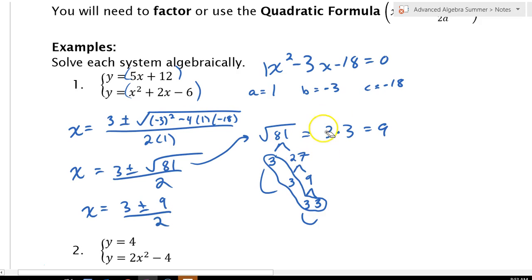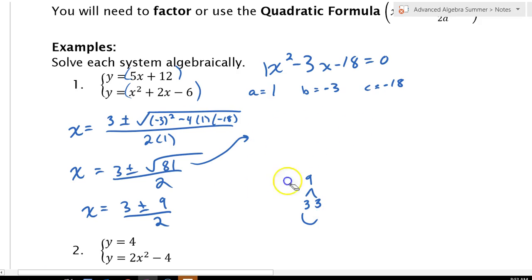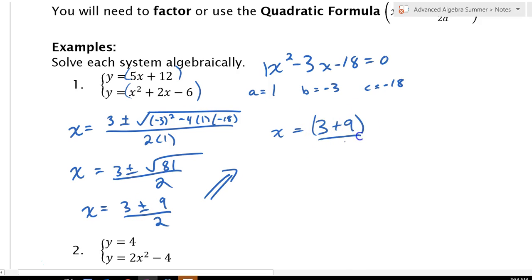I'm going to go ahead and erase this. I'll make sure you have this down just for sake of room here. All right. So what we're going to do is actually take this a step further now and solve for our solution. So I have x equals 3 plus 9 over 2 for my first one, and then for my second one, it'd be 3 minus 9 over 2.